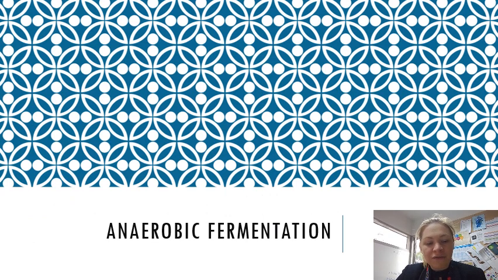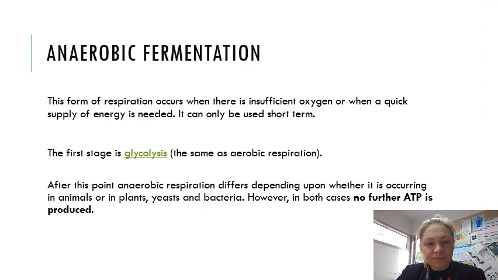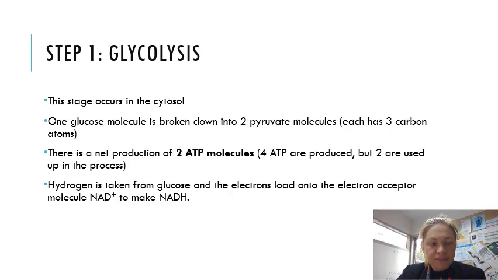Let's take a look at anaerobic fermentation. This type of respiration, as I said before, occurs when there's insufficient oxygen supply in a cell, or when the cell is in need of very quick energy for short term. It happens in a process called glycolysis, which also occurs in aerobic respiration. So let's now have a look at that process.